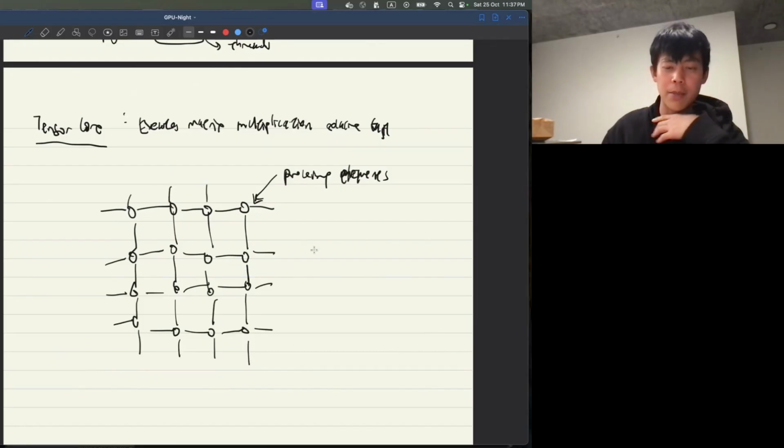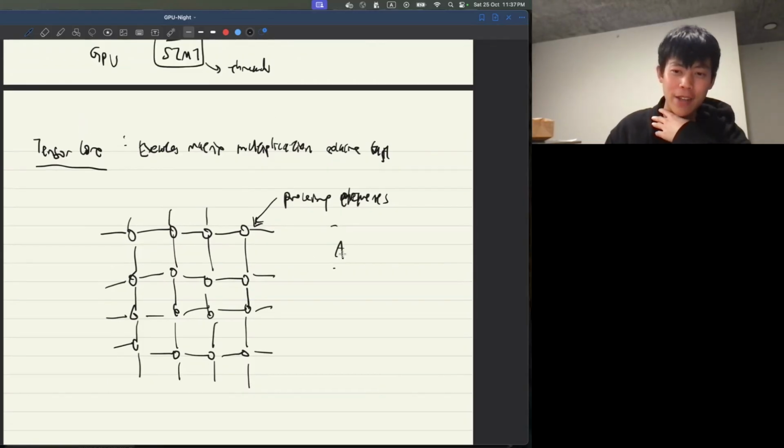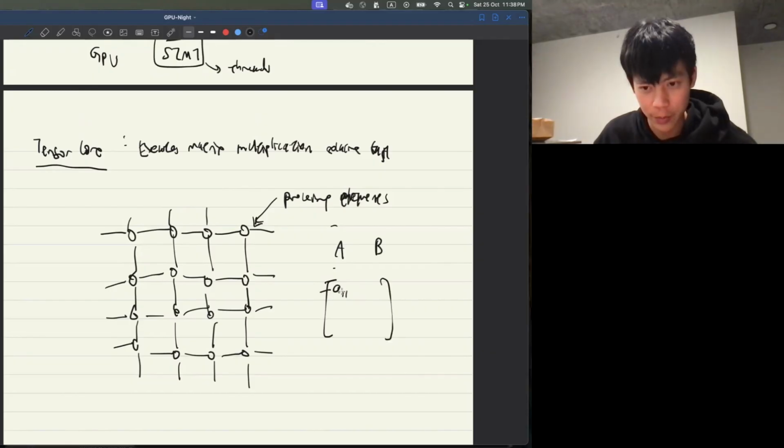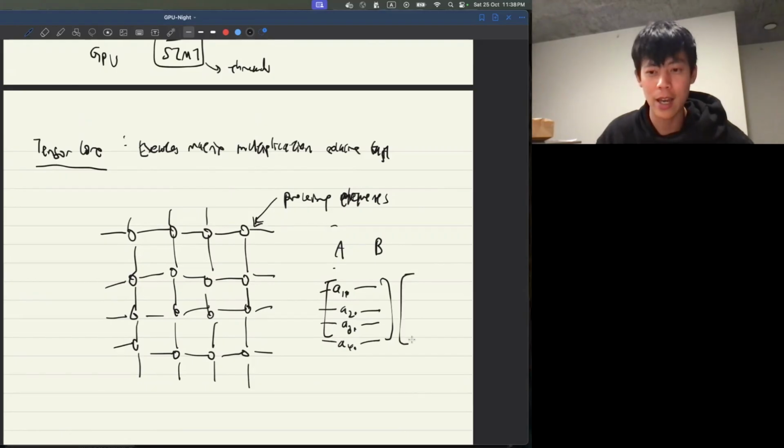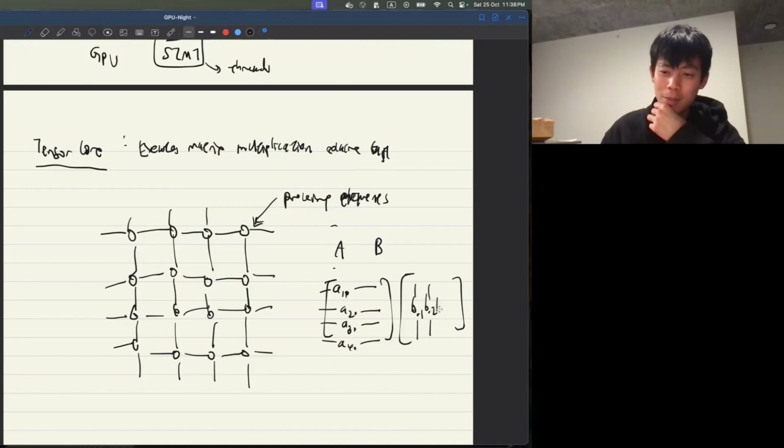So what happens in a matrix multiplication, right? Let's say I have a matrix A multiplied by a matrix B. I'll just make it simple. I'll write A in the row form: A1 dot, A2 dot, A3 dot, and A4 dot. And I have my matrix B, I'll write it in the column format: B dot 1, B dot 2, B dot 3, and B dot 4. So matrix multiplication is essentially doing this, right?